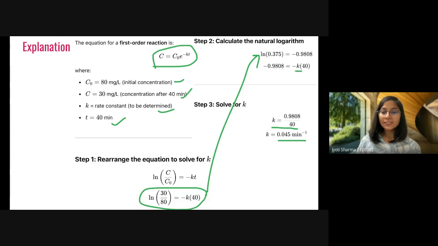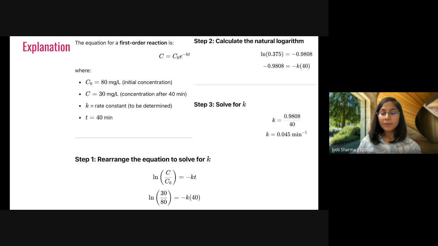Please again see the unit of your rate constant. This is per time, so this is how you can tell it is the rate constant for a first order reaction. This is how you can calculate this question. If you have any problem, anytime you can write in the chat box or you can speak, and I will try to solve your query.